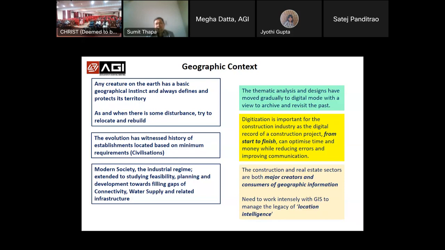And the consumers, the real estate and the construction, whether it is infrastructure or buildings or bridges or whatever you call construction, are the consumers of the geospatial technology industry. And of course, we are already there.